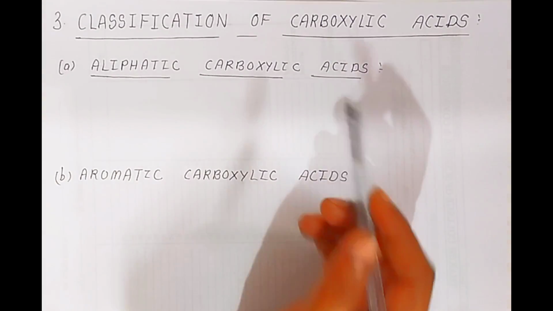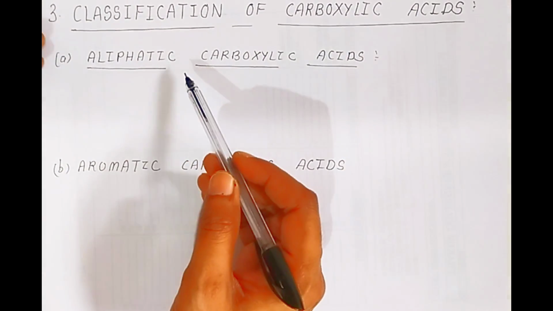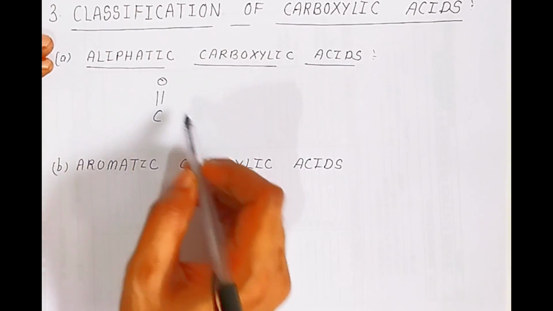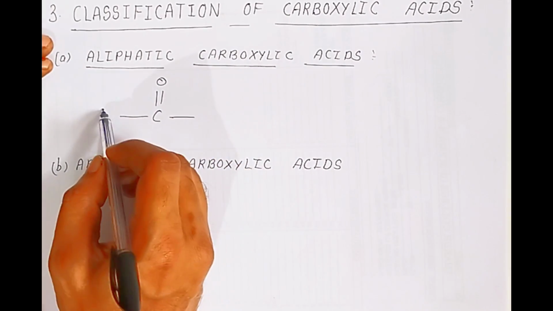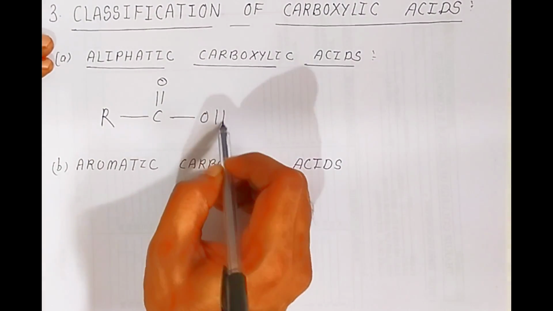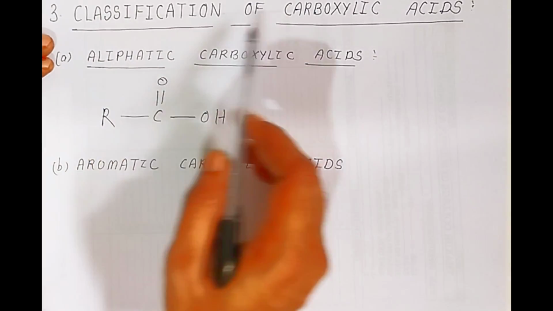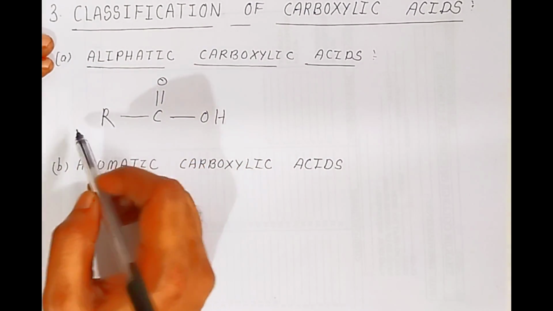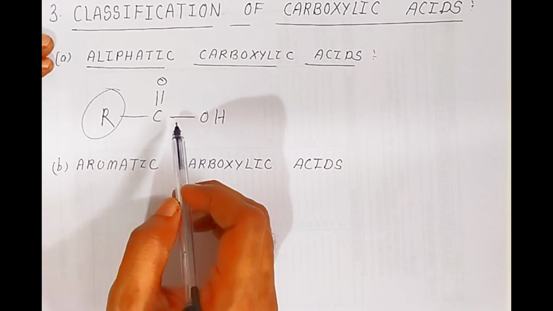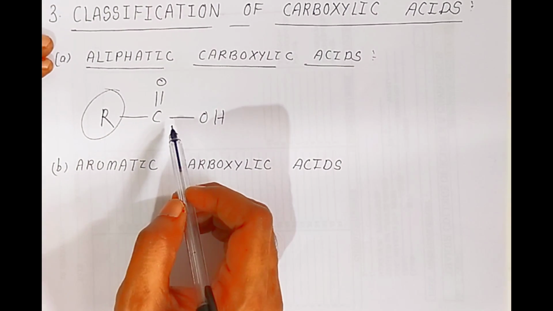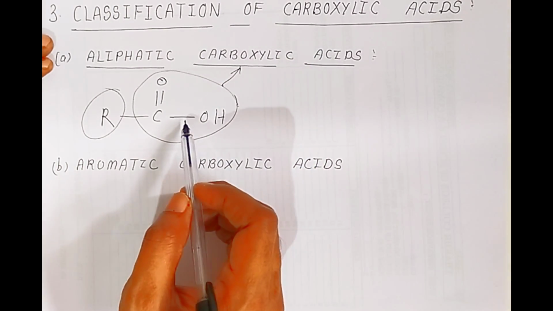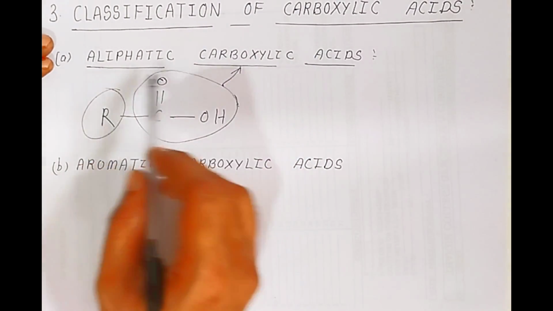See the classification of carboxylic acid. Here, students, carboxylic acid is also classified into two categories. In the carbonyl group, one valency is taken by alkyl and the other valency by hydroxyl. Aliphatic, if it contains an alkyl group, this is the alkyl group, students. This is the carboxylic group. This type of carboxylic acid comes under aliphatic; we call it aliphatic carboxylic acid.